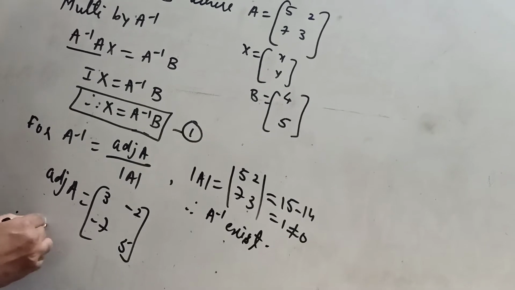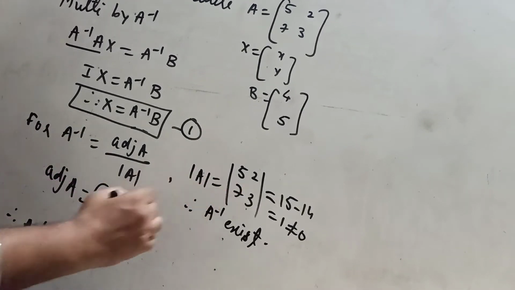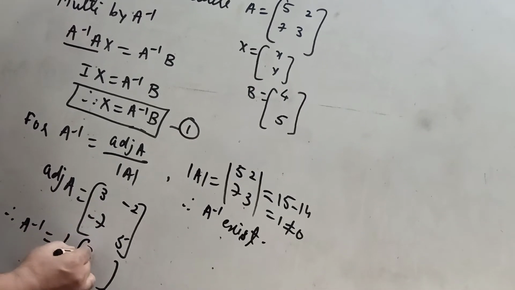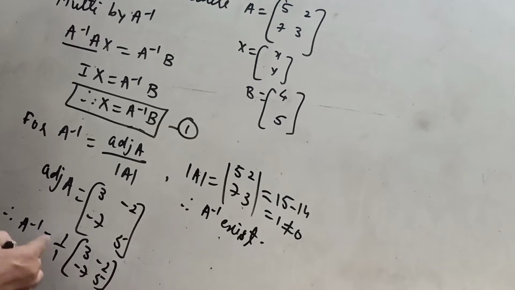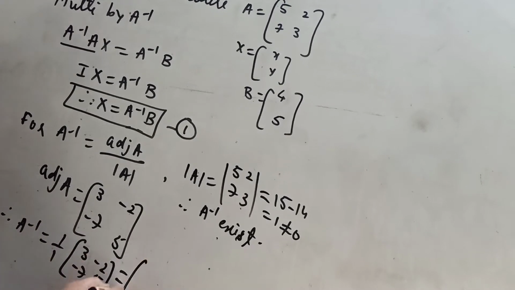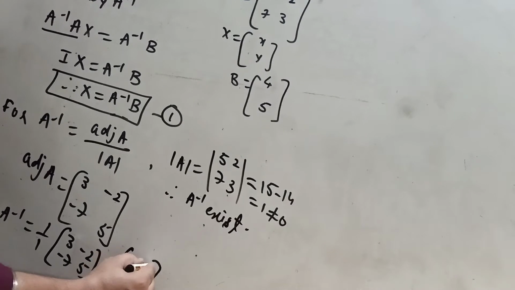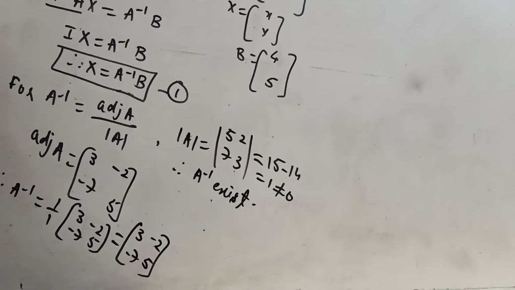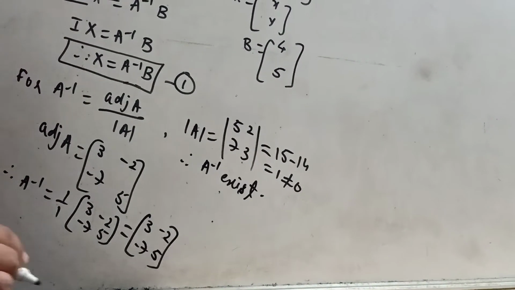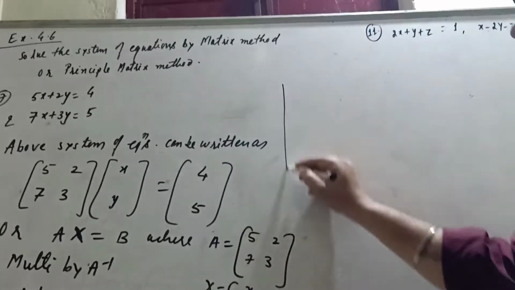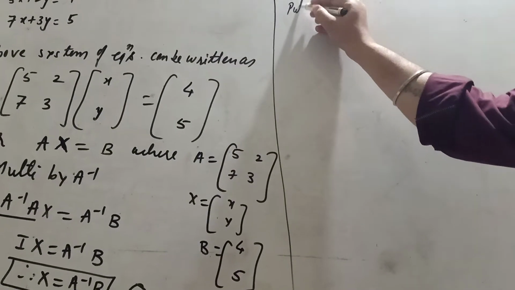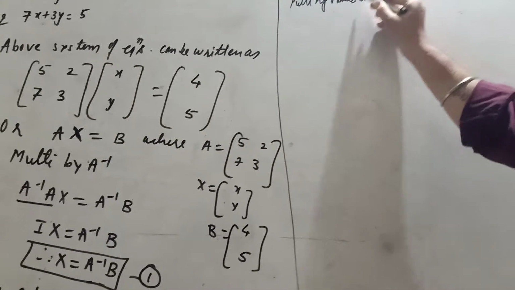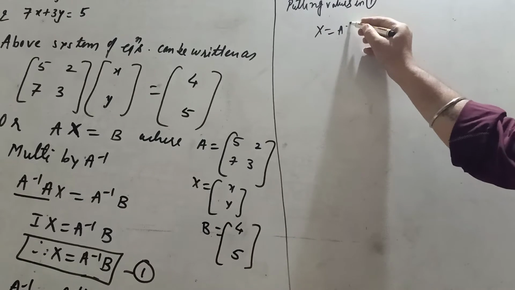Therefore A inverse equals adjoint A upon determinant A. Determinant is 1, so 1 upon 1, and this is [3 -2; -7 5]. 1 upon 1 means 1, so finally A inverse is [3 -2; -7 5]. So we have got A inverse. Now we'll substitute values in equation 1. Putting values in 1, equation 1 is X = A inverse B.